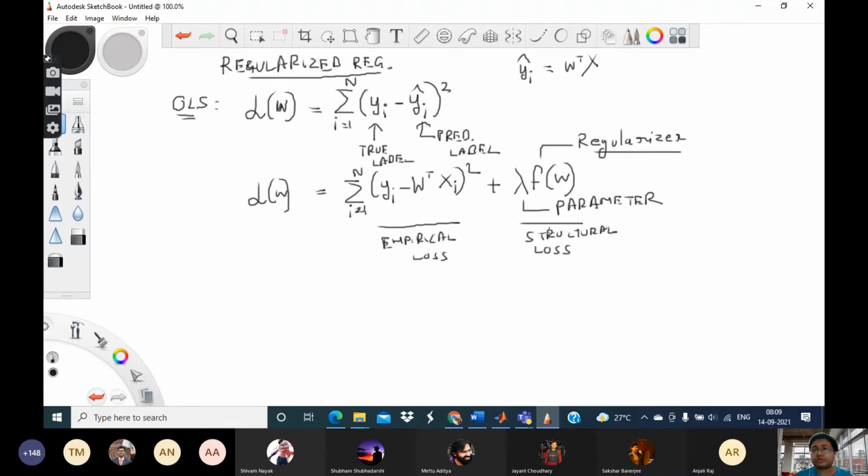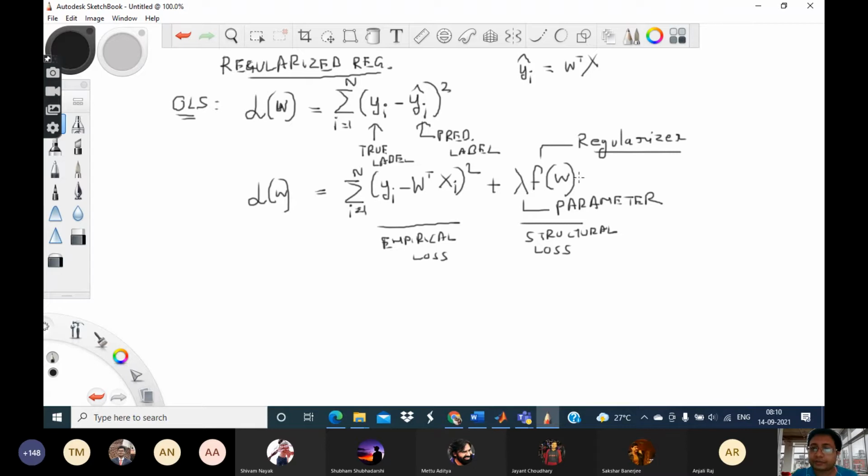As we discussed through various examples yesterday, I may choose a W for which the empirical loss is low but the structural loss is high, or I may choose a W for which it's the reverse, that is, the empirical loss is high but the structural loss is low. Between these two, which will I choose? I will choose according to the relative importance which I give to these two things.